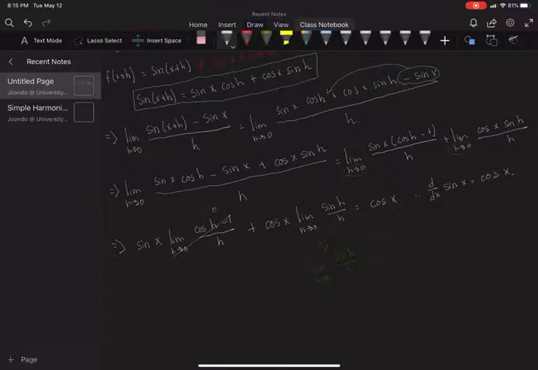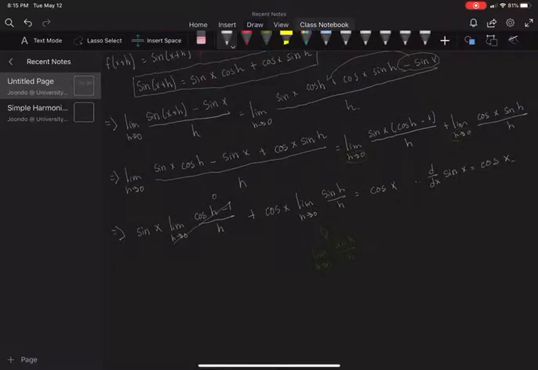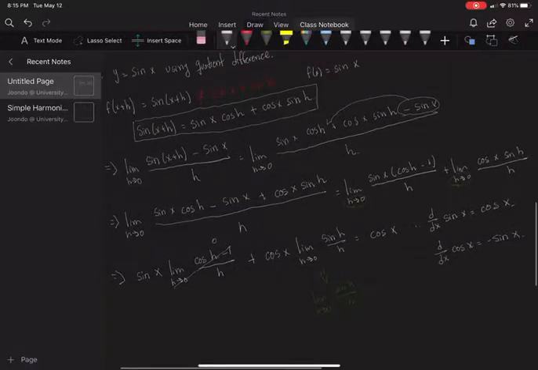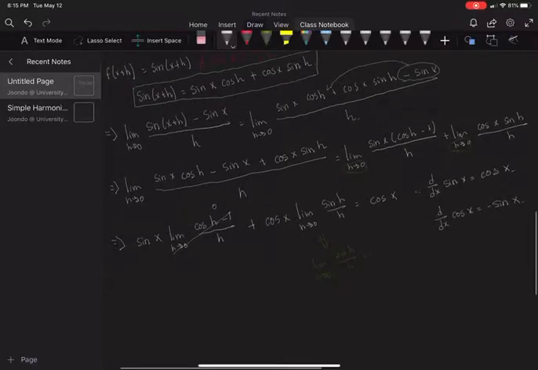Now, if you do the same thing for cosine x, the derivative of cosine x equals minus sine x, and I will leave this as an exercise. You can use the same technique, just that you have to find the addition theorem for cosine, not sine. So suppose we know these two facts.